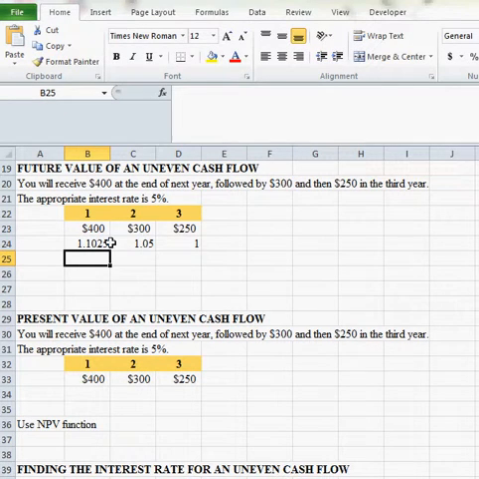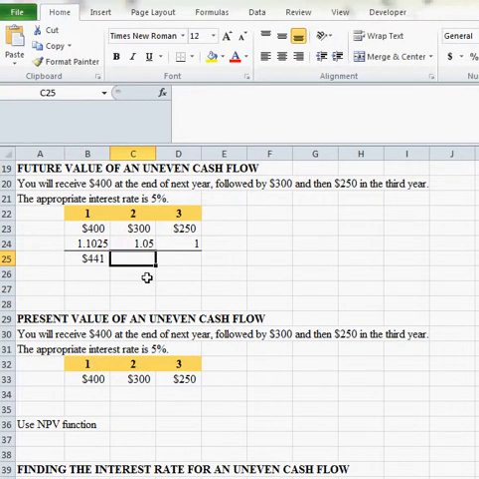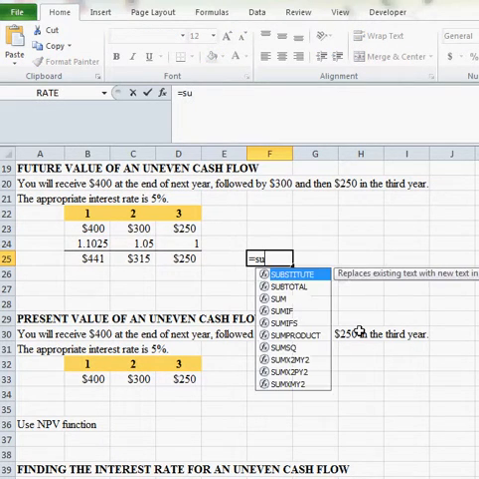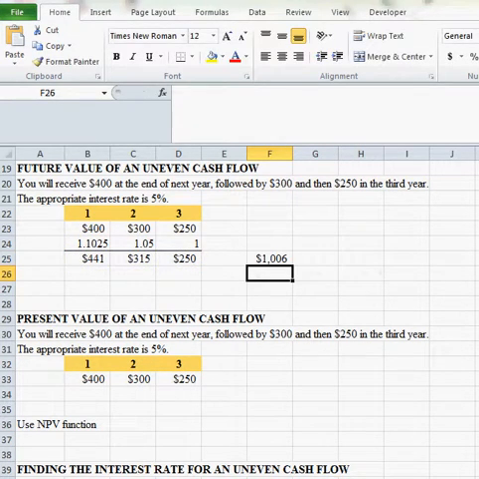So I take those and I multiply the cash flows times those compounding factors. And then we add them together. So it equals the sum of these 3 numbers, 441, 315, and 250. So that group of numbers, 1006.